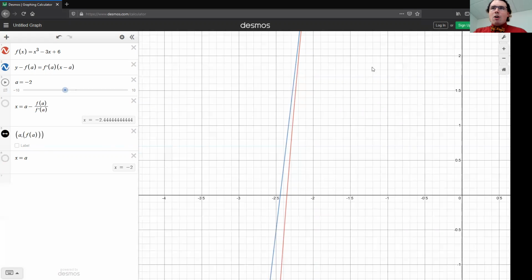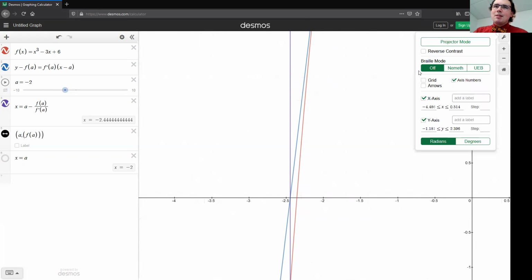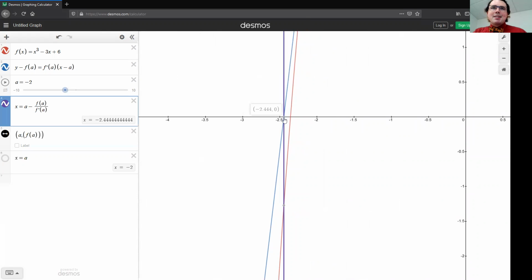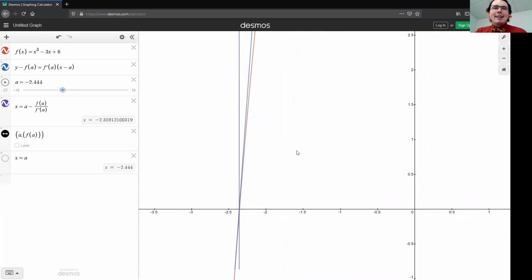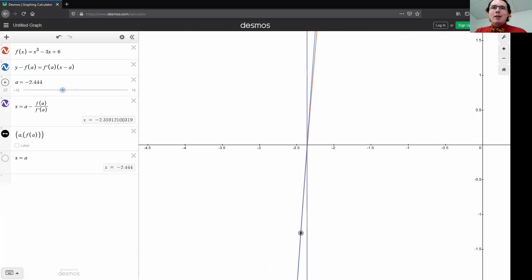So just like on the slides, I'm going to draw in a vertical line at my next guess, which is right here, in, well, Desmos wants that to be purple. It's a little bit easier to see if I get rid of those grid lines. So then here is my next guess. X equals -2.444. All right. So I'm going to say my next guess is -2.444. Ooh, all right. That's a lot closer now. So my second guess is -2.444.